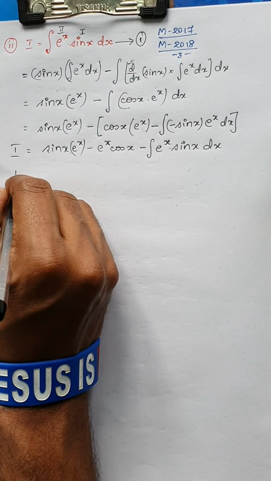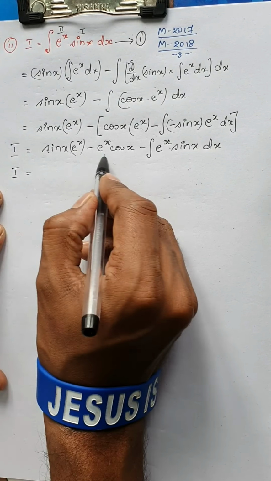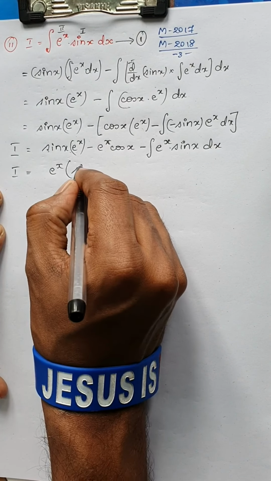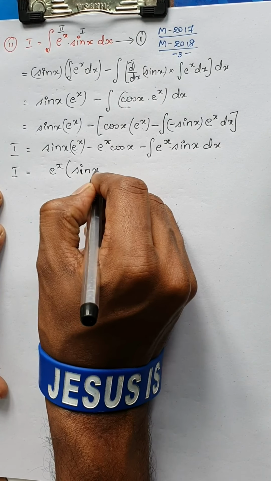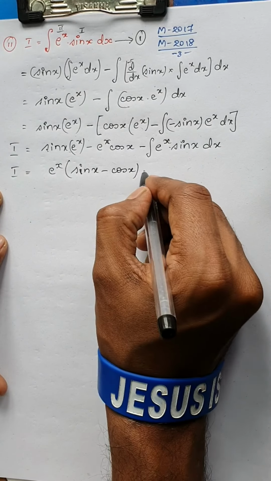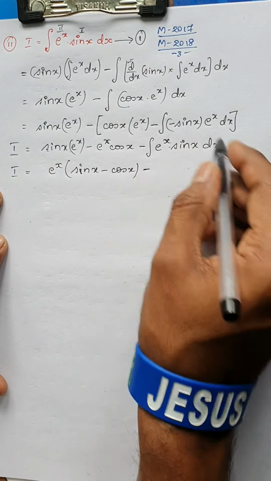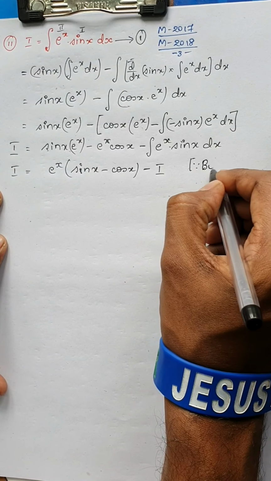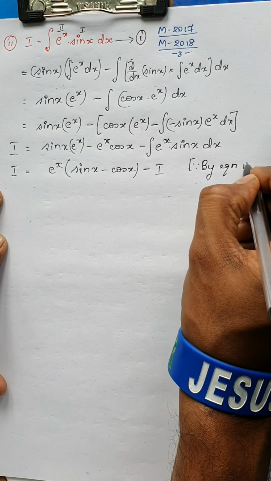So see what I'm going to do. In both these terms there is e power x common, so I'll write the remaining terms. So it is sin x minus, here the term is cos x, minus, and I'm going to replace this entire integral as I, by equation 1.